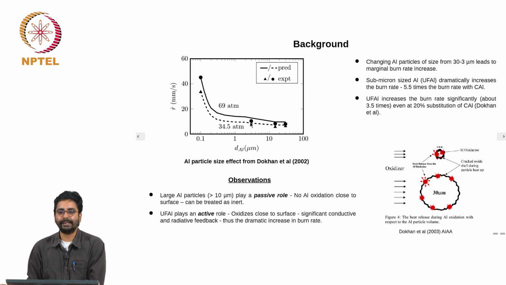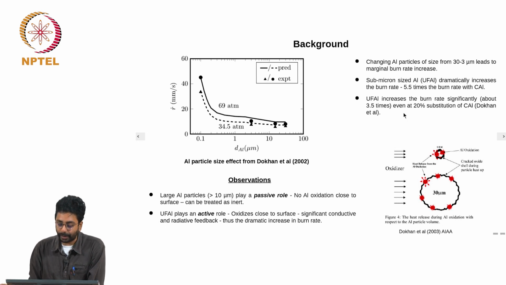With 3 microns, you can see a small increase in the burn rate, and the burn rate change with 0.1 micron is dramatic. The burn rate goes up by a factor of 4 or 5. So the conclusion from this is that changing Al particle size from 30 micron to 3 micron leads to a marginal burn rate increase. Submicron sized aluminum or ultra fine aluminum dramatically increases the burn rate. It is in fact 5.5 times the burn rate with the conventional aluminum. The 30 micron and 15 micron are called conventional aluminum, the 0.1 micron is called the ultra fine aluminum.